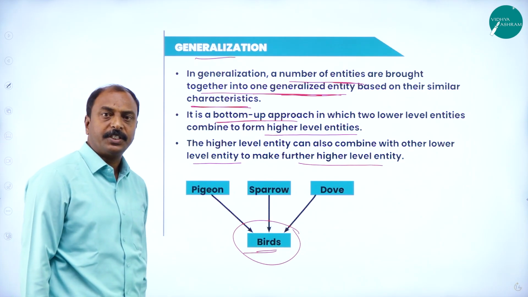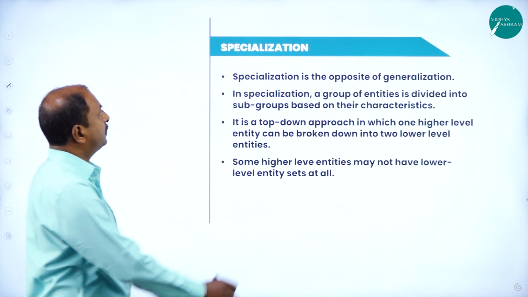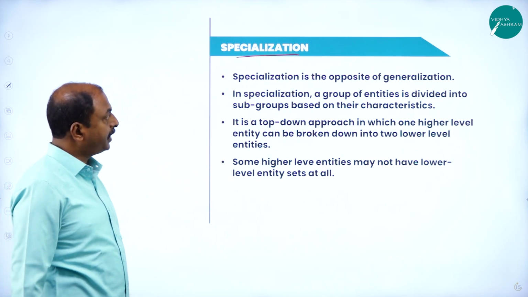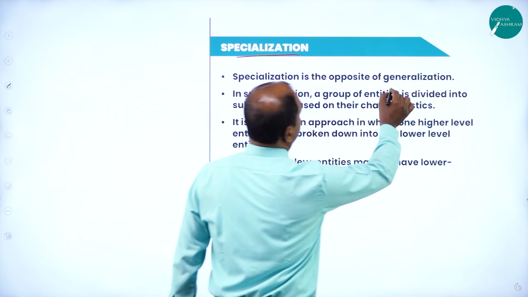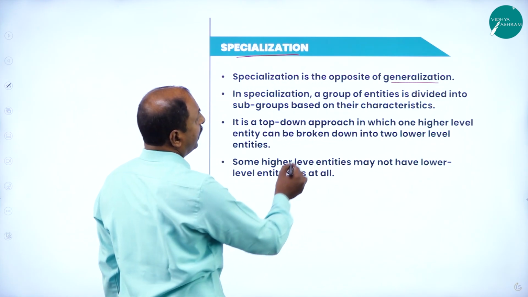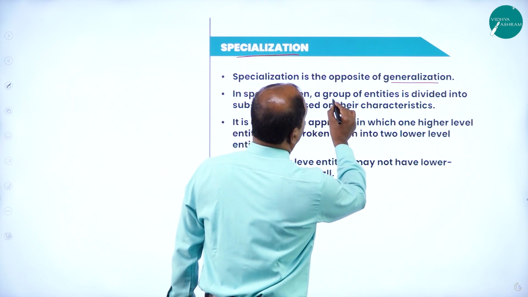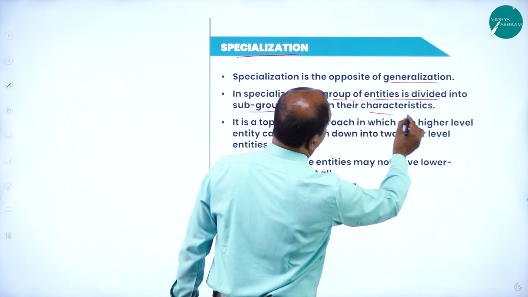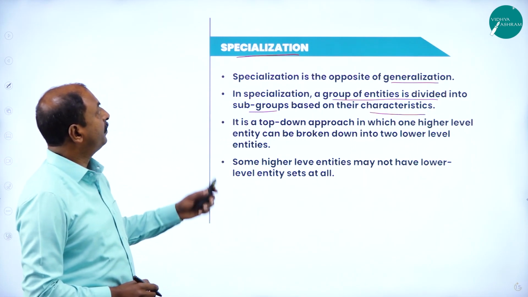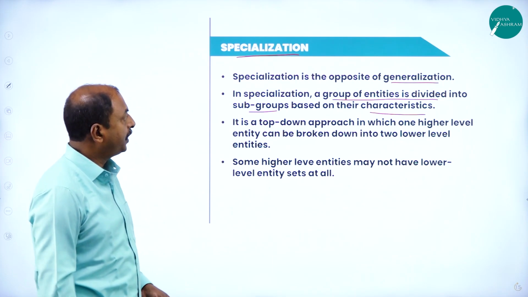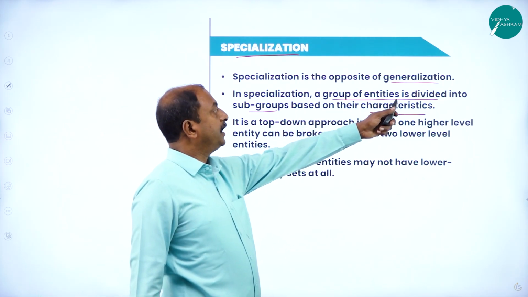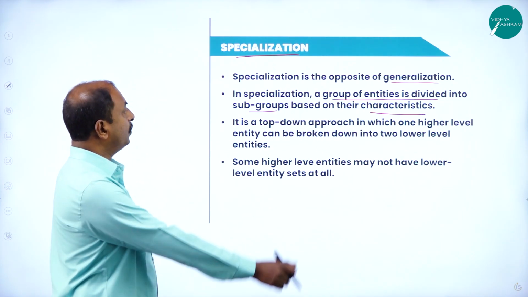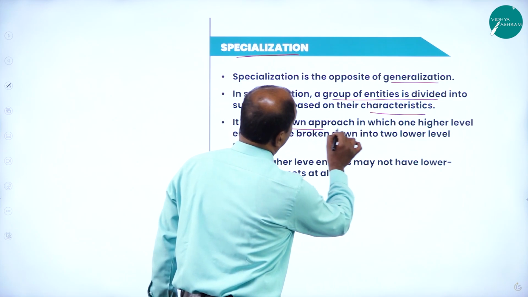This is generalization. Next one is specialization. Another term is specialization. It is the opposite of generalization, and in specialization, a group of entities is divided into subgroups based on their characteristics. So this is the reverse of generalization, where the group of entities is divided into subgroups based on their characteristics. So it is a top-down approach.